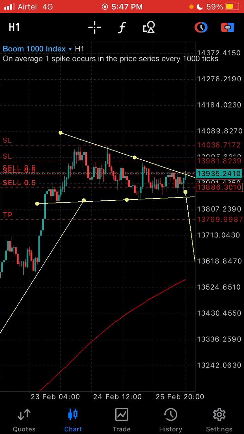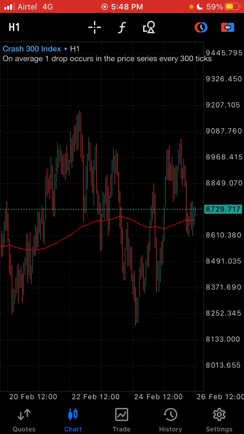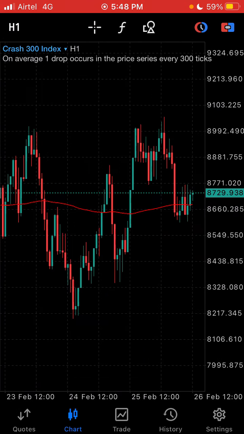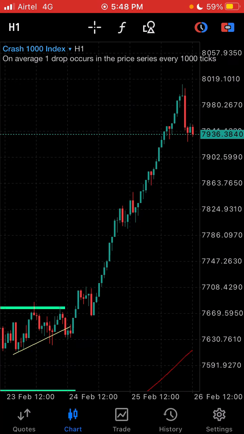So this is the only asset which is moving right now. All the other assets are choppy right now. If you see Crash 300, it's messed up. There is nothing you can do here. It's going up and down. Crash 1000 is absolutely nuts. It was going up for like days and days. You cannot take a trade here because there is no clear information, no clear pattern.